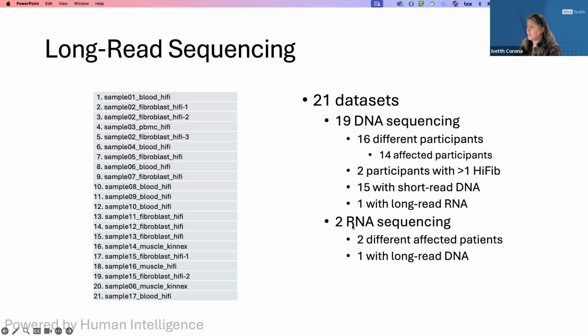And then we also had two with RNA sequencing. In this presentation, I'm not going to cover RNA sequencing. We're still working on understanding how we can use this genome-wide. For these two cases, we had specific questions that we wanted to use long read for, but we are not yet using this data genome-wide for analysis.